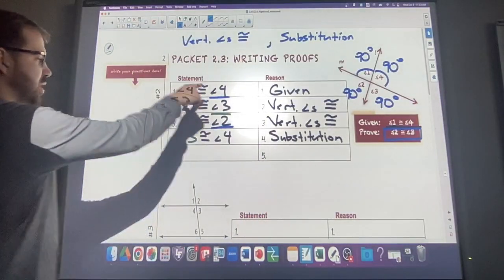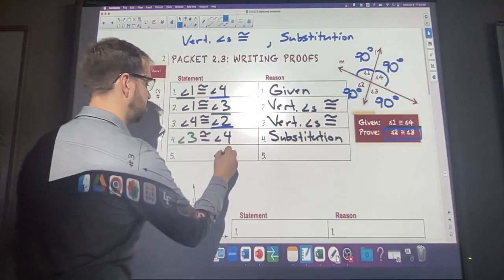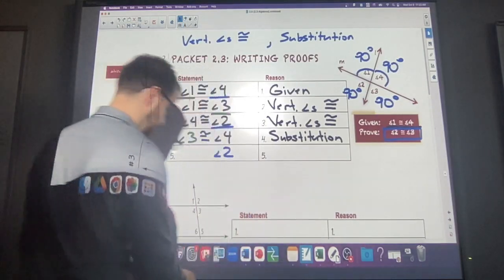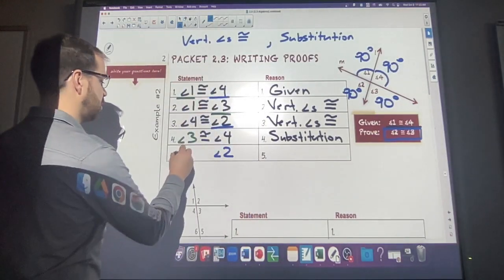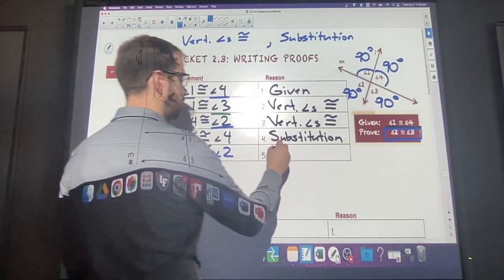And now I'm going to do the same thing with this 4 here. I want to change that, and I'm going to change that to a 2. So now I'm going to have angle 3 is congruent to angle 2, substitution.